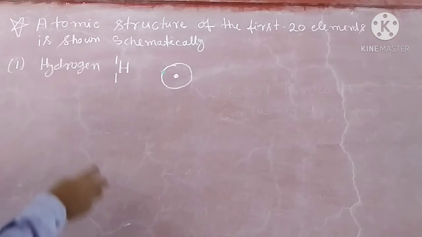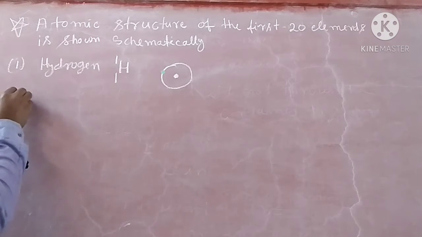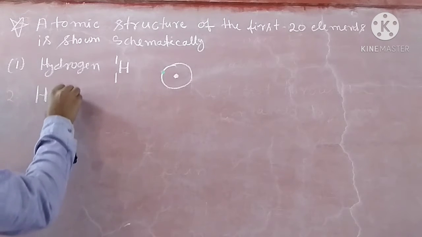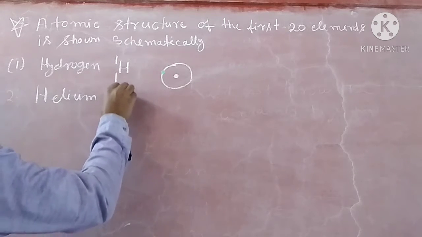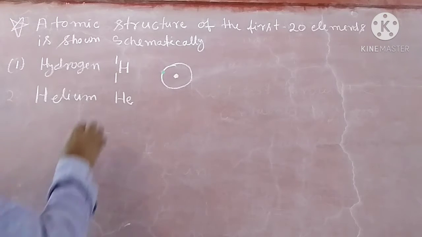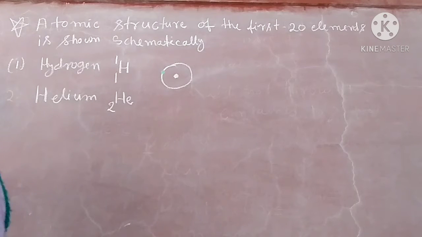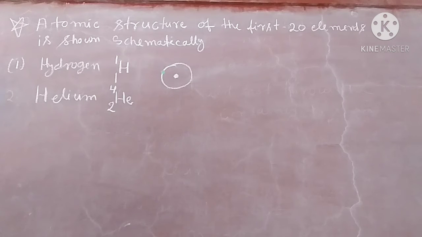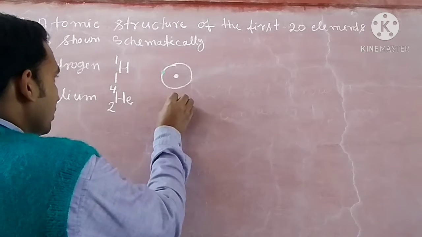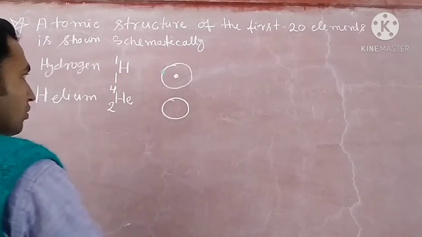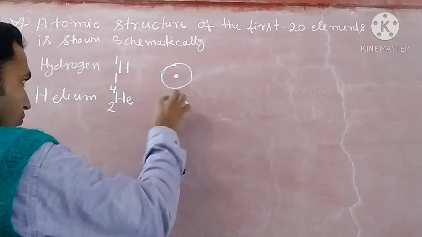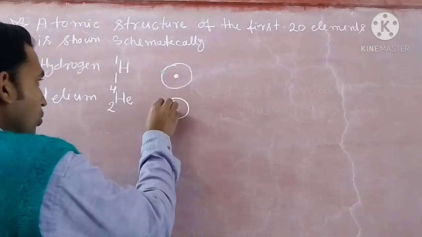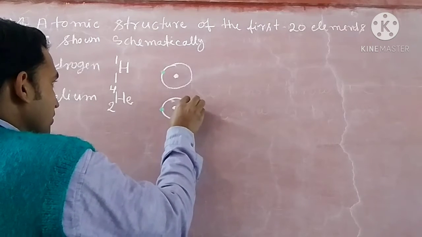Second, helium. Its symbol is He. Its atomic number is 2 and mass number is 4. And their schematic diagram: this is the first cell, which is known as the K cell. How many electrons? There are 2 electrons. So you put 2 electrons in the first cell.